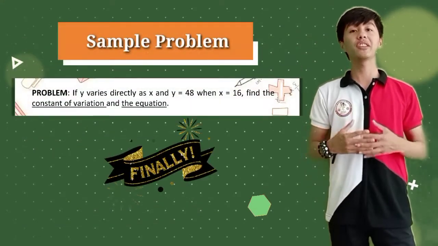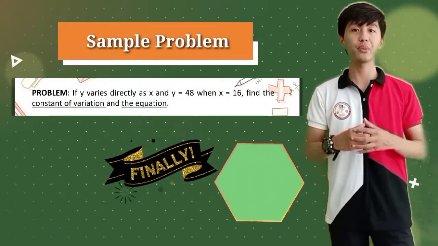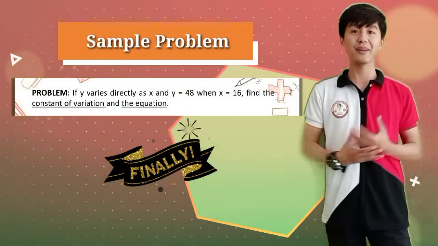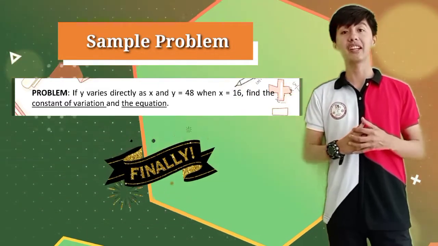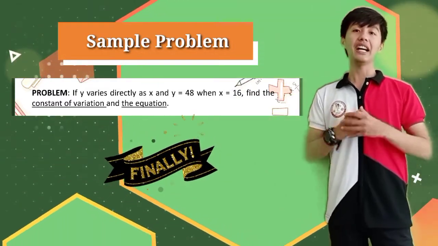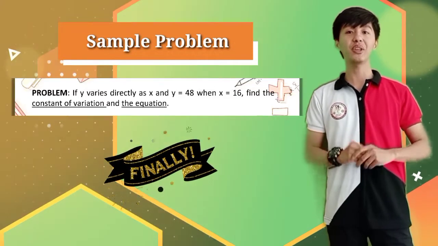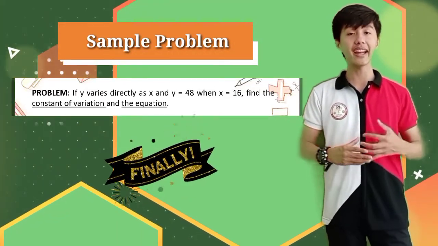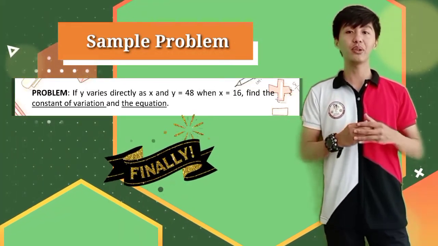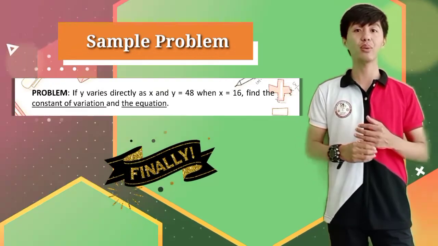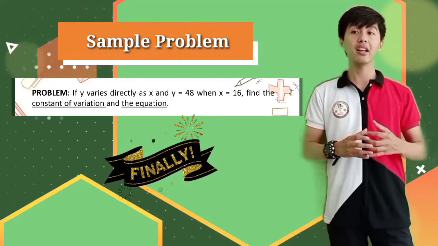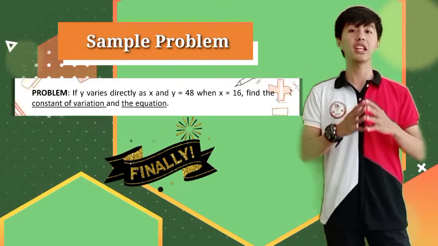Now let us use direct variation in solving word problems. So how do we do them? Or how do we solve this kind of problem? So let's take item number 1. If y varies directly as x and y is equal to 48 when x is equal to 16, find the constant variation and the equation.